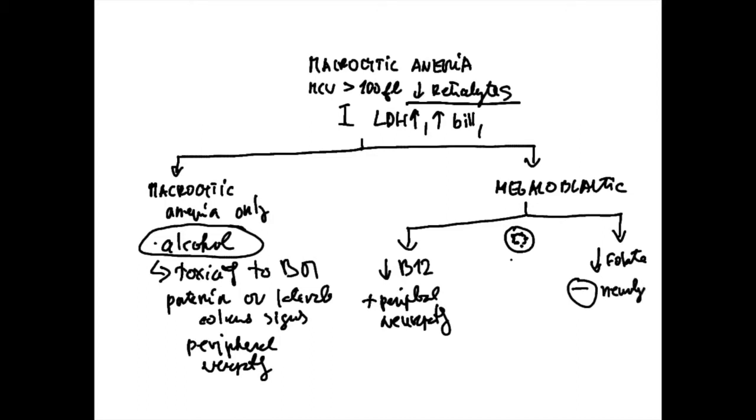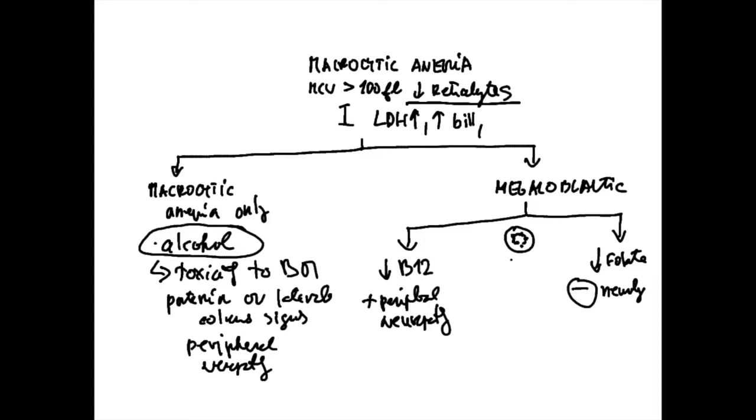For example, if there's megaloblastic anemia, you can normalize the anemia with folate supplementation, but in case it's B12, you won't normalize the neurological deficit. So always think of B12 deficiency when there is a neurological deficit. Also, there is a difference in resorption.